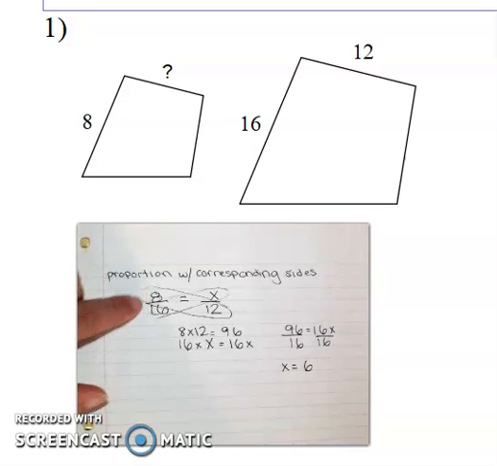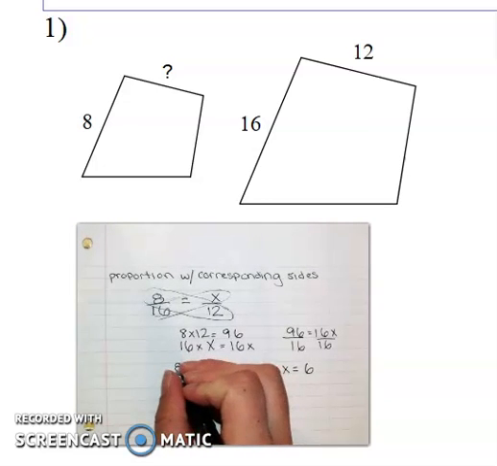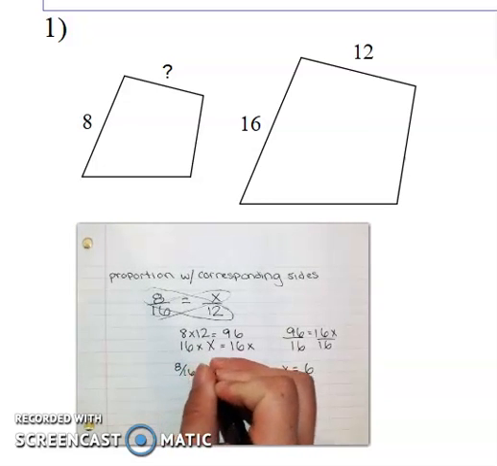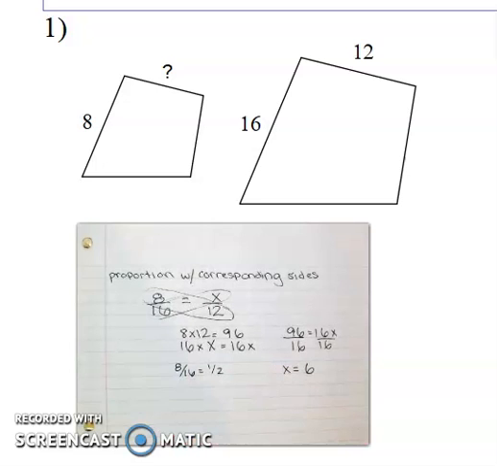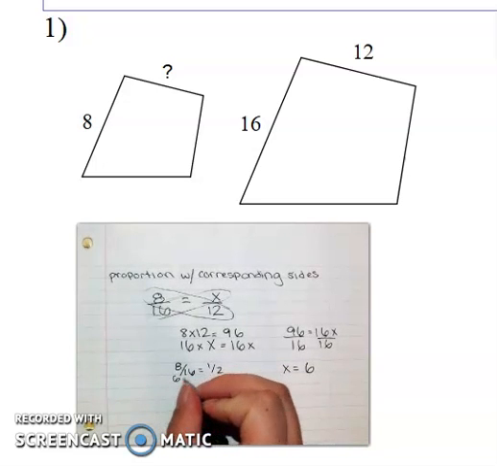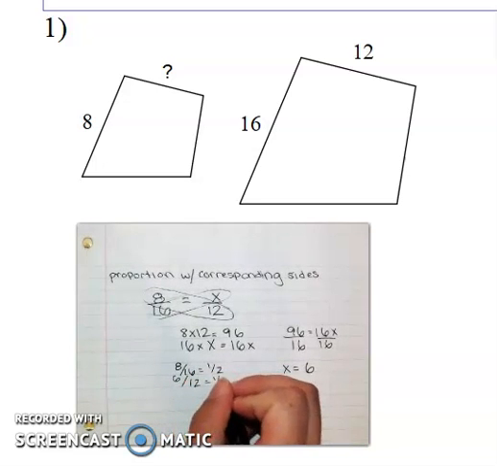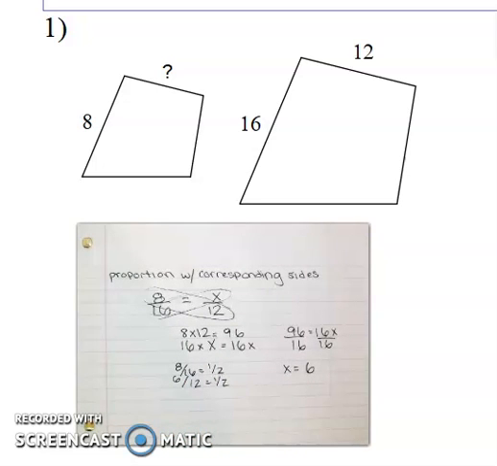And I'm going to plug this back in. 8 over 16 is the same as 1/2. 8 over 16 equals 1/2. And 6 over 12 also equals 1/2. They are proportionally the same.